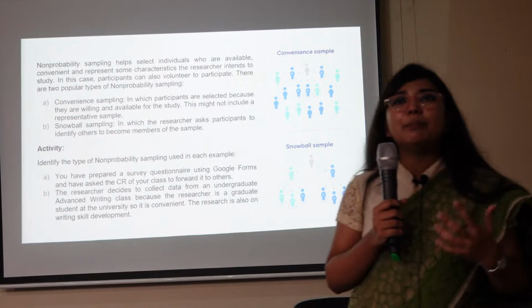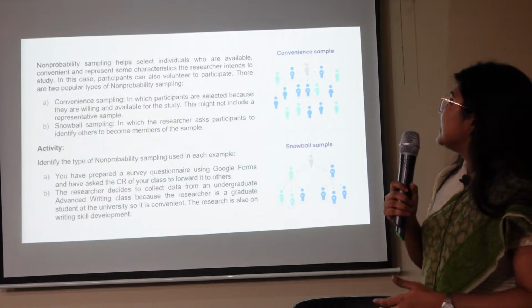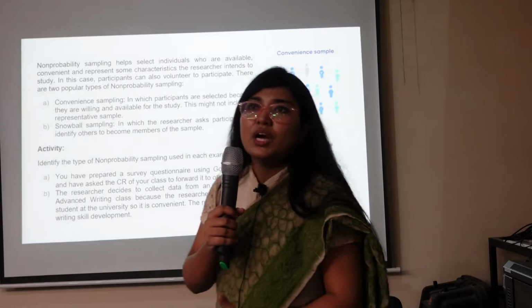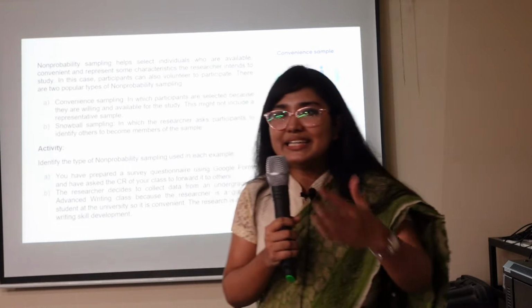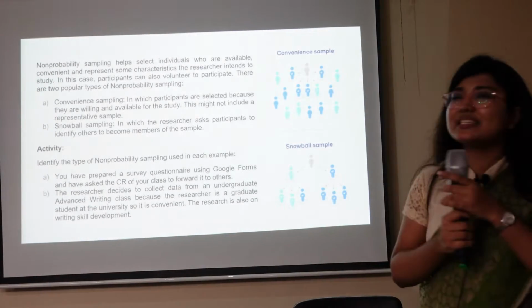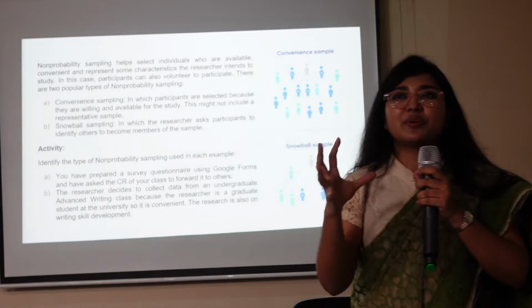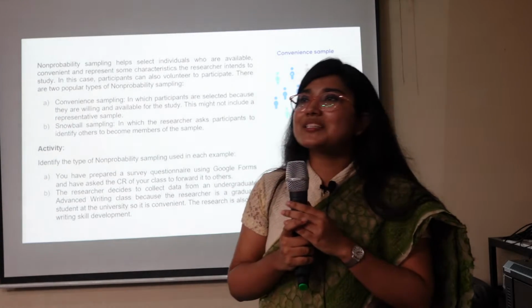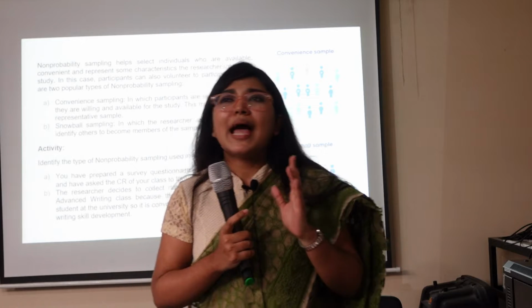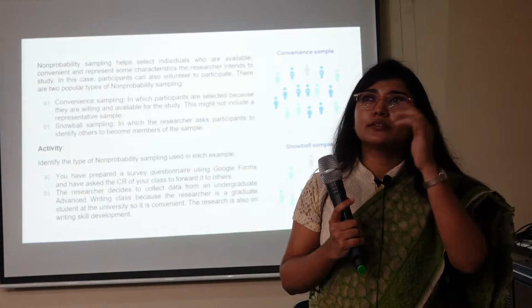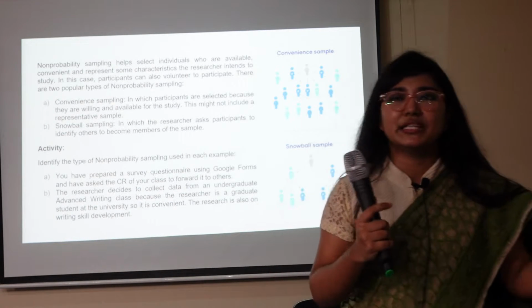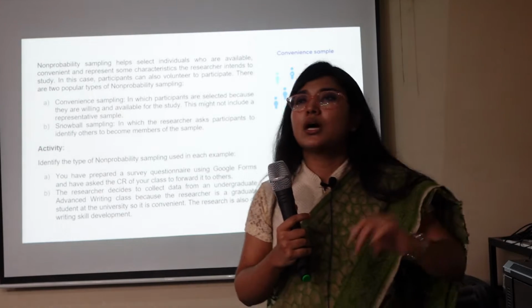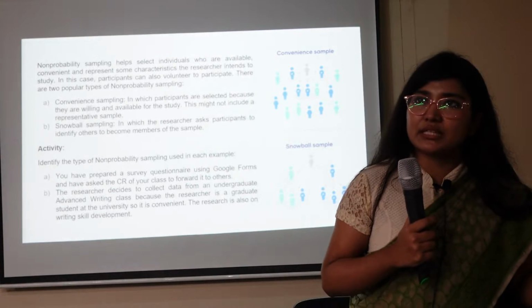Next, non-probability sampling. It helps select individuals who are readily available, convenient, and represent some characteristics the researcher intends to study. For example, I want to study a writing class, and I go into a course that's advanced writing, or teaching the 4 skills, or teaching the productive skills.